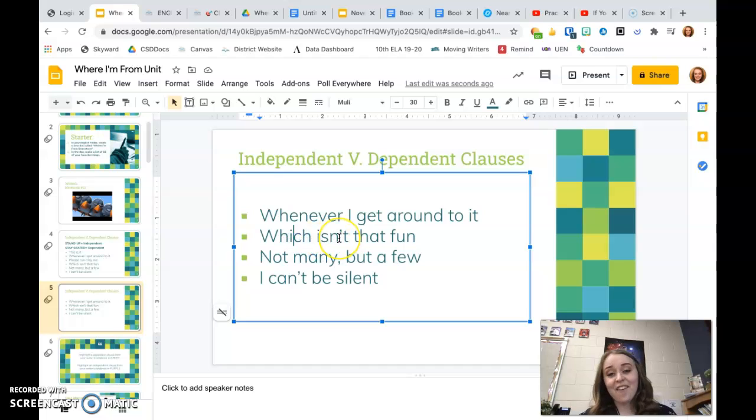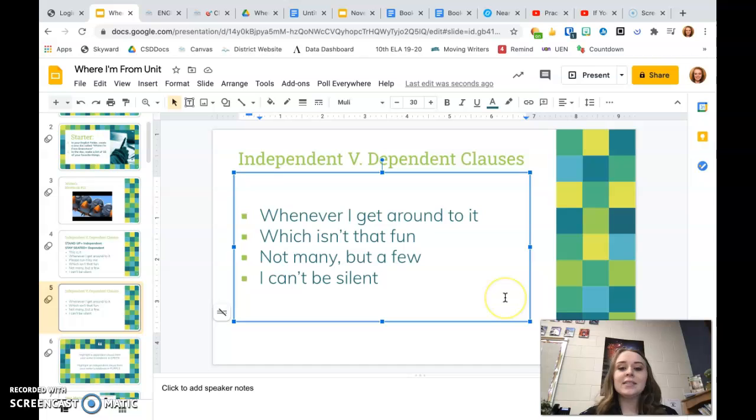So "which isn't that fun" is technically dependent just because we don't know what "which" is. We don't know what the subject is. They put that filler word in instead. There is a verb. It isn't fun, but we don't know the subject. So that's why this one is dependent. And the next one, "not many, but few." Again, we see nouns. Maybe it's the subject, maybe it's not, but there's no verb at all. "Not many, but few." So it doesn't make any sense by itself.